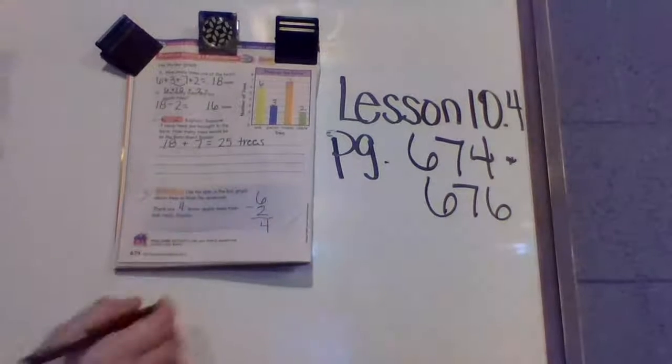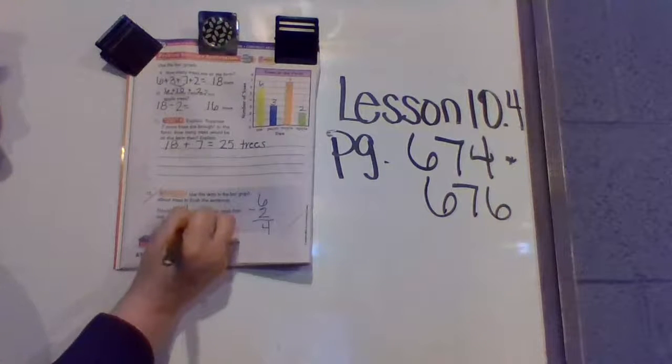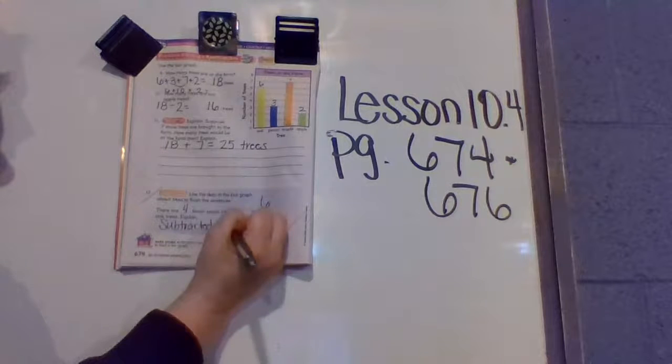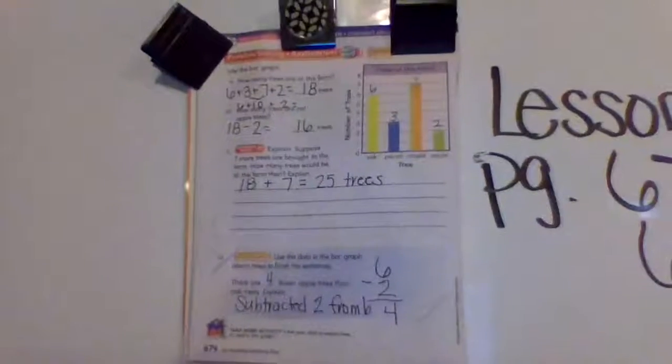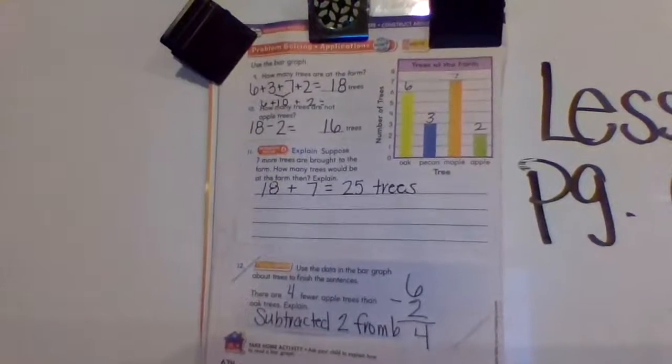And how we explained it? Well, we subtracted 2 from 6. All right, I'm going to move on. If you need more time on this page, hit the pause button. If you're ready to move on, go ahead and move on to 675.